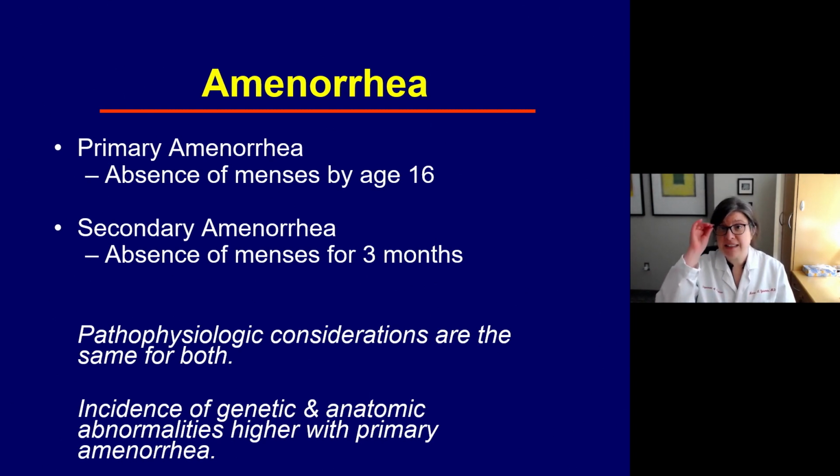So what she has is amenorrhea, and I just wanted to distinguish a little bit the difference between primary and secondary amenorrhea. Primary amenorrhea is the absence of menses by age 16. Secondary amenorrhea, which is what most of us see in our practices, is absence of menses for a period of 3 months. And when you think of both of these, the pathophysiology considerations are the same for both, but primary amenorrhea has many more anatomical abnormalities or genetic causes in terms of the etiology.